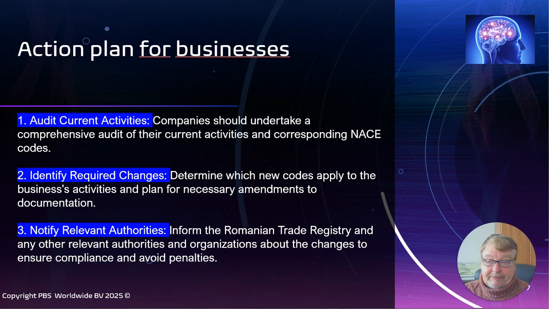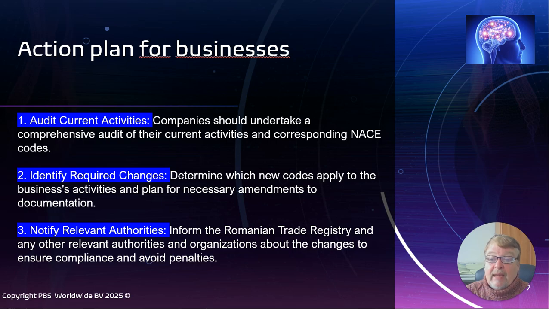So when you do that, you need an action plan for business. It's not just hop, hop, hurry, hurry. No, no. First, you have to audit your current activities. Companies should undertake a comprehensive audit of their current activities and corresponding national codes. Meaning, when you no longer conduct your primary activity, or execute your primary code, the law says that you should update it with a new code that is in correspondence, one-to-one, with your current activities.